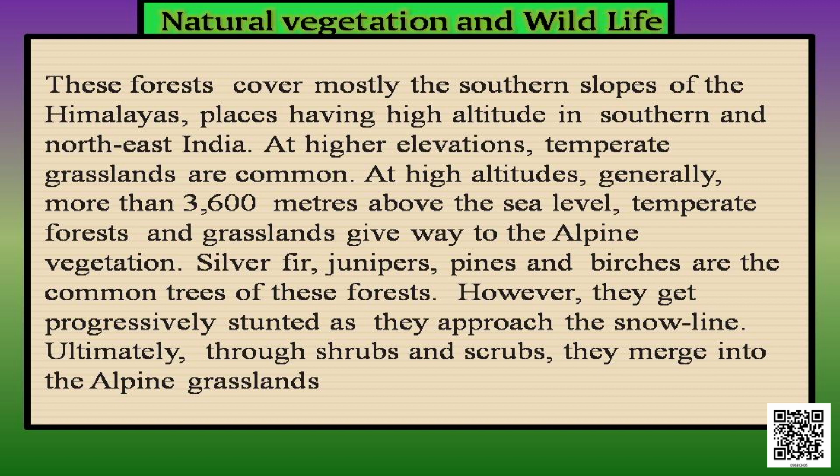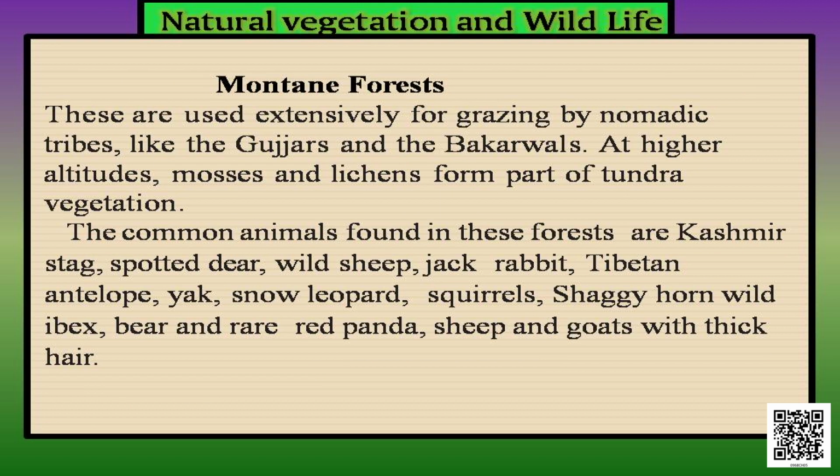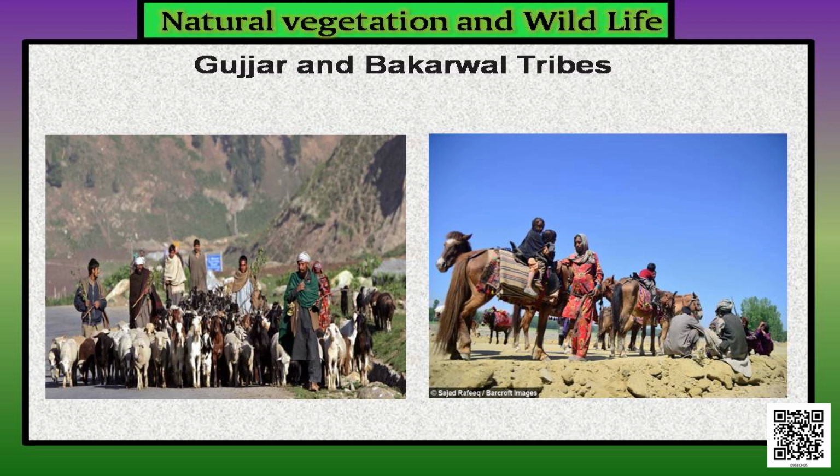What do you mean by the snow line? The area where you will find the sheet of ice starting, that line is called the snow line. And here the shrubs ultimately merge into the alpine grasslands. These grasslands are mostly used for grazing by nomadic tribal people like the Gujars and the Bakarwals. Have you heard about these people, children? For the Gujars and Bakarwals, the most important occupation is to rear animals.